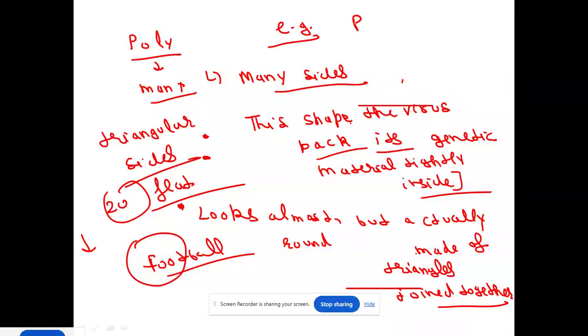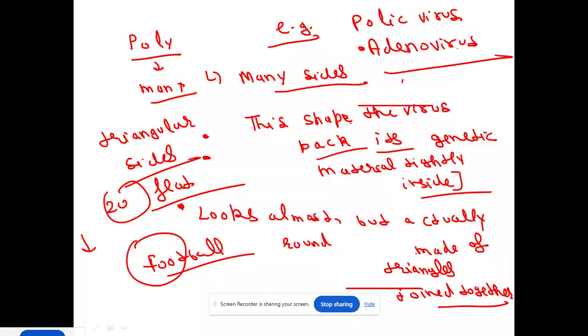Examples are poliovirus and adenovirus, which causes the common cold also.